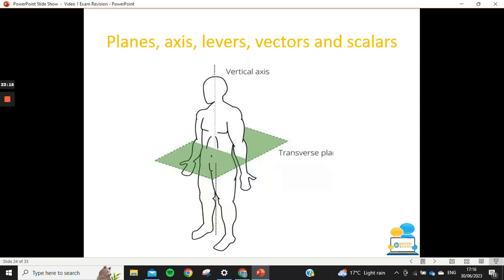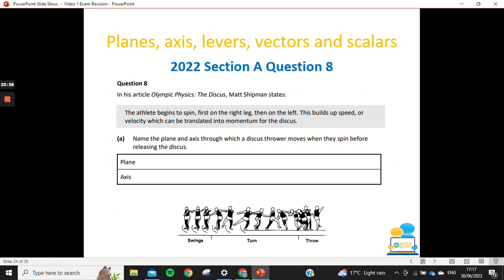You can see the line running through the body from the head down. You can imagine if you grabbed the top of this line, and it were running through the discus thrower's body, and we twisted it, that would be the axis. That would be the movement, and then the transverse plane is the plane in which the movement is taking place. So it's a rotational movement. The plane would be the transverse plane, and the axis would be the vertical axis.